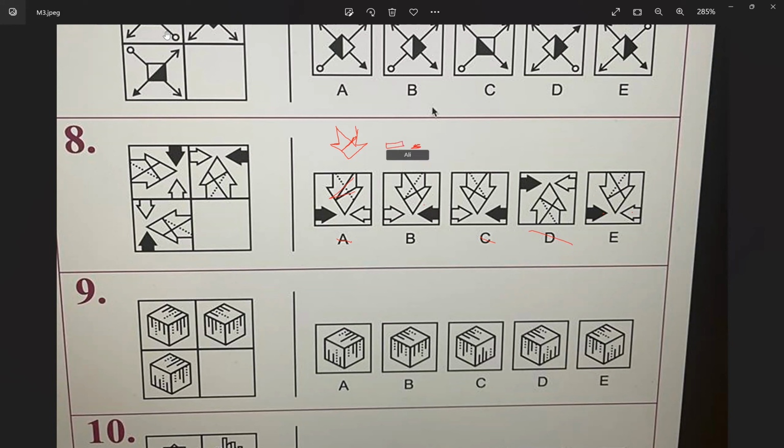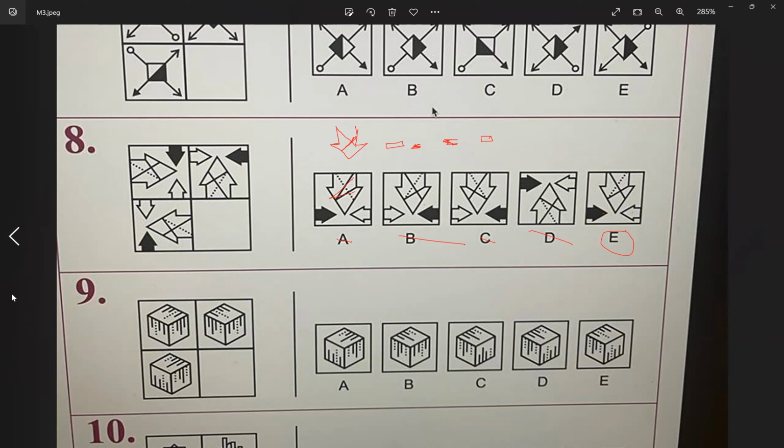So we need to flip them, and the black arrow would be here, and the white arrow would be here. It can't be A. It can't be B, and it can only be E. Well done, Elise. That was a wonderful attempt from your side. Yes, it's option E. Amazing!